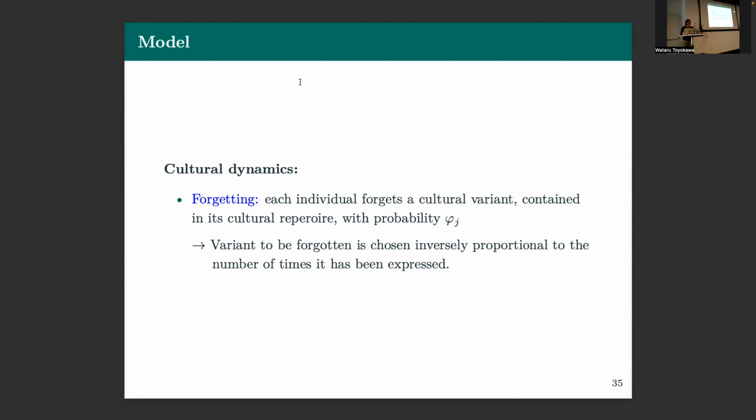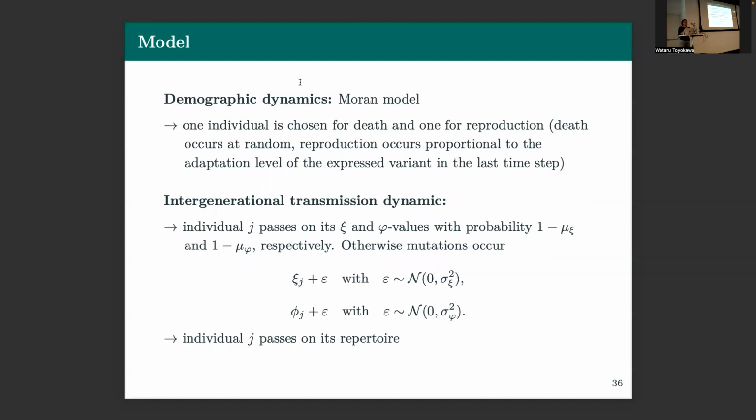and then we forget the ones that are only very rarely used. Okay, last point, it's an evolutionary model, so we need some death and reproduction. So demographic dynamics is simply done by a Moran model. One individual is chosen for death and one for reproduction. Death is just simply random, and for reproduction, of course, we want to have some selection in here, so it occurs proportional to the adaptation level of the expressed variant in the last time step. Now, the individual which is chosen for reproduction just simply passes on its two genetically inherited properties, the propensity for social learning and the propensity for forgetting, with a slight mutation.